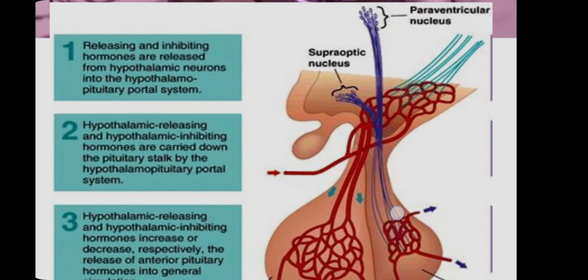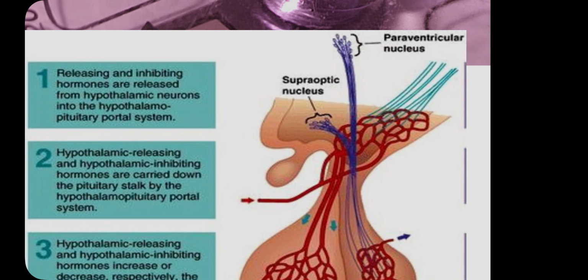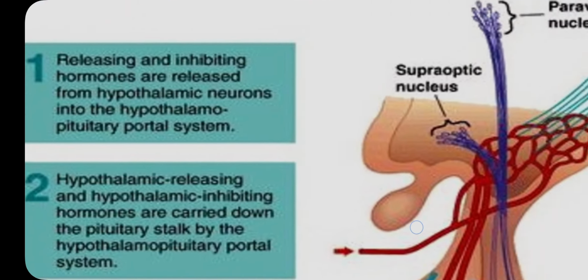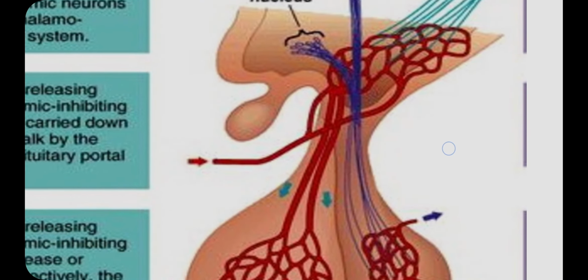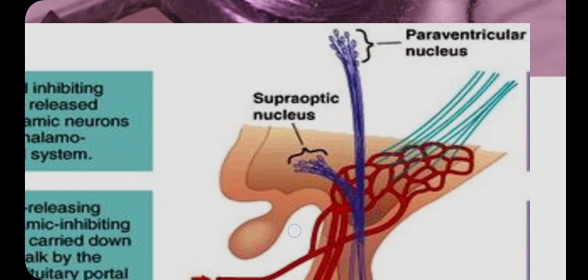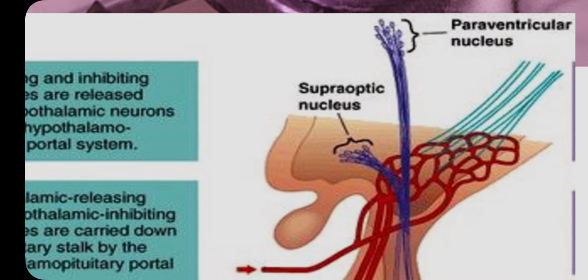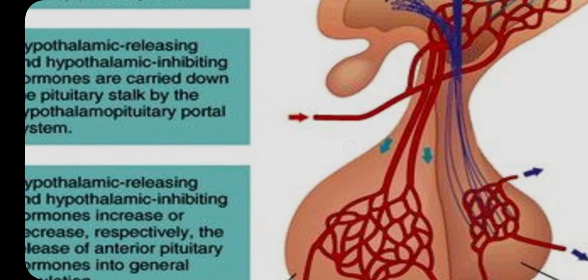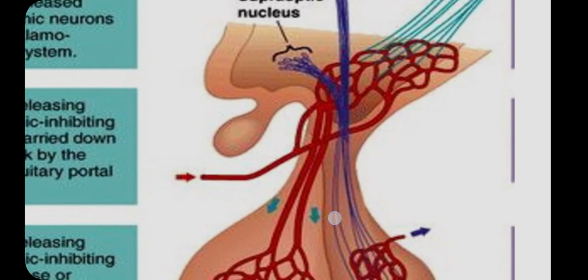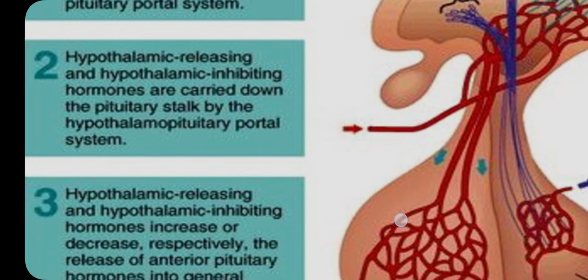So in the diagram you can see, first, the releasing and inhibiting hormones are released from the hypothalamic neurons into the hypothalamo-pituitary portal system. You can see in the diagram the hypothalamo-pituitary portal system. Through the portal system they enter the anterior lobe of the pituitary. You can see the arrow marks, they are following it.